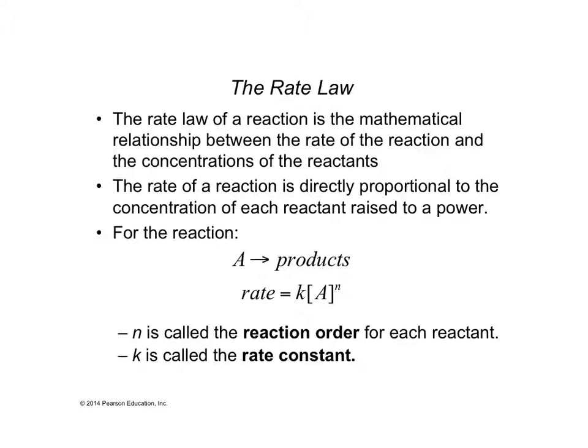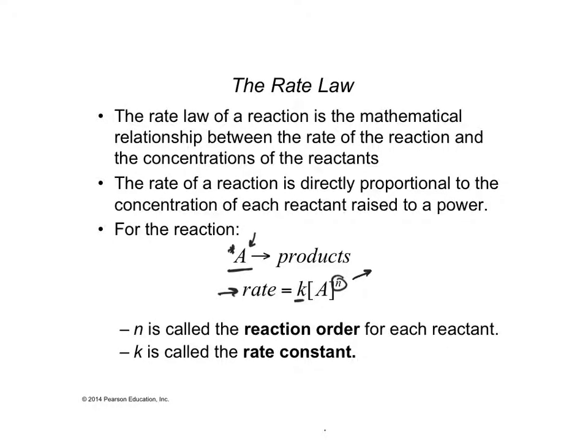We utilize something called the rate law. We start out with a really nice introductory rate law where we have a reaction that only has one reactant. For this reaction, our single reactant is A. The rate law takes this form: the rate is equal to this little lowercase k, called the rate constant, a constant of proportionality, times the concentration of our reactant, A, raised to some power. This power is called the reaction order.